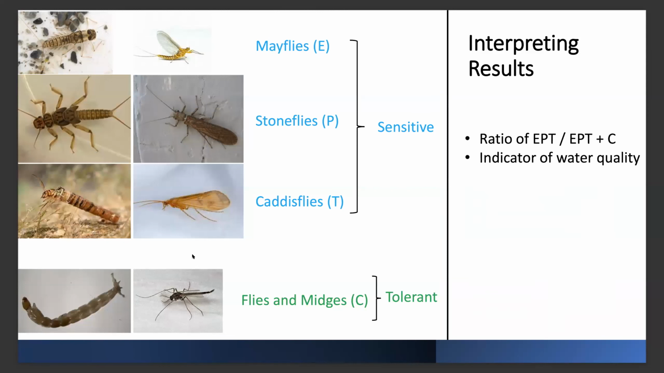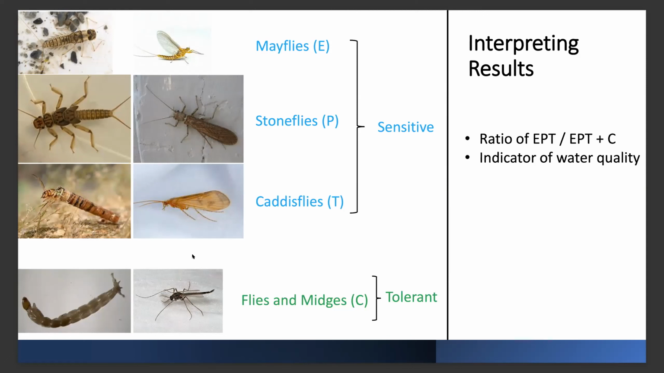There are a number of different ways the analysis is done, but one of the easiest to understand and figure out was just a comparison of certain kinds of bugs. The three on the upper ones, the mayflies, stoneflies, and caddisflies, are all very sensitive to pollution. The letters in brackets are the orders. So mayflies is Ephemeroptera, I can never pronounce that properly. Stoneflies is Plecoptera, and caddisflies is Trichoptera. Those are the orders.